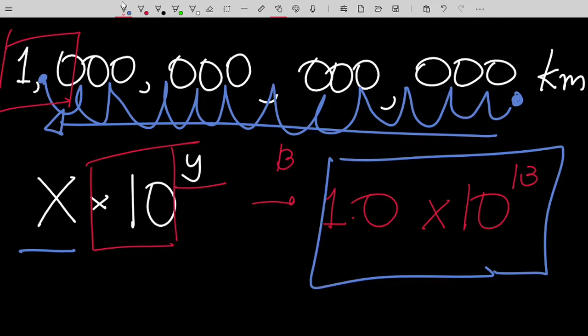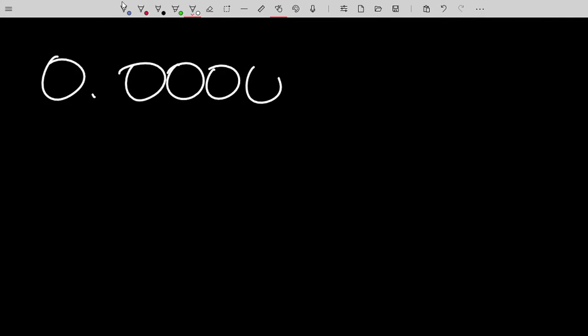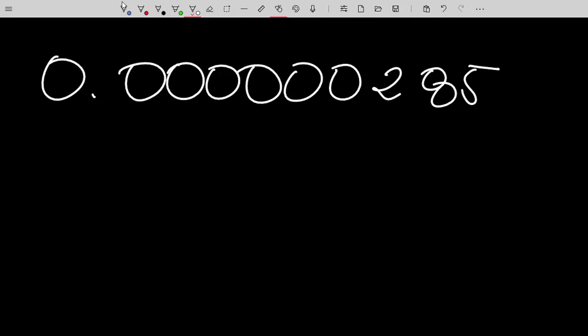Now, your exponent here should be positive, because whenever you move a decimal to the left direction, it should always have a positive sign. So here again, you have 1.0 times 10 raised to the 13th power. Let's have another example. What if, let's say, I have a value of 0.000000285. Now, again, the first thing to do is to locate the decimal.